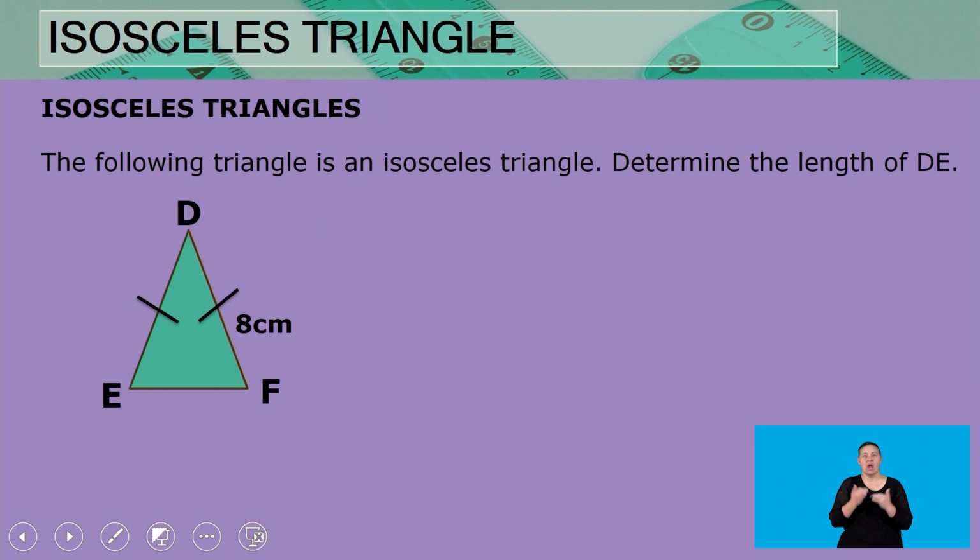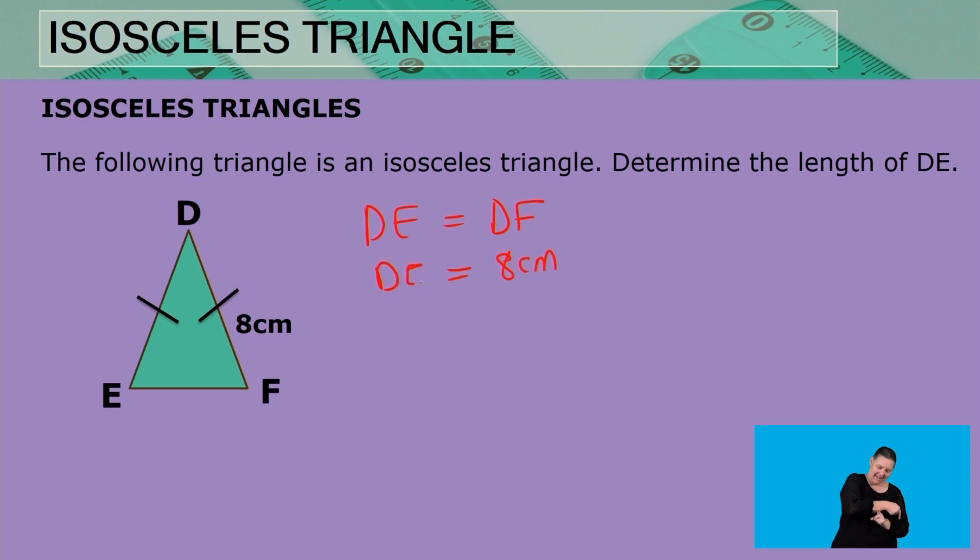Let's go on to calculating lengths in an isosceles triangle. Now the following triangle is an isosceles triangle. Determine the length of DE. So again, an isosceles triangle is a triangle with two sides that are equal. And here in this triangle, we have been shown that DE is equal to DF. Since we have been given that DF is equal to 8 centimeters, that means that DE is also equal to 8 centimeters. And all of this is because we know that this triangle DEF is an isosceles triangle.